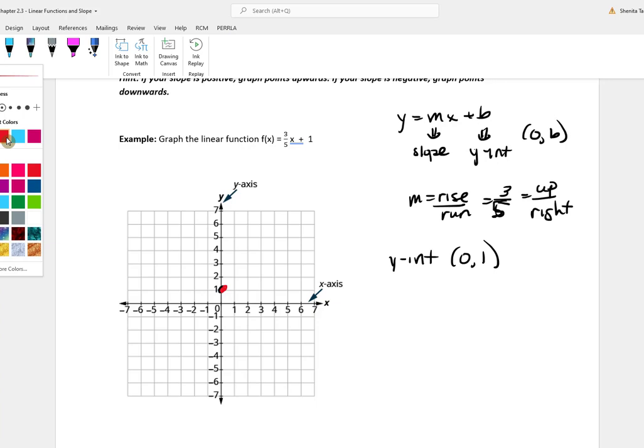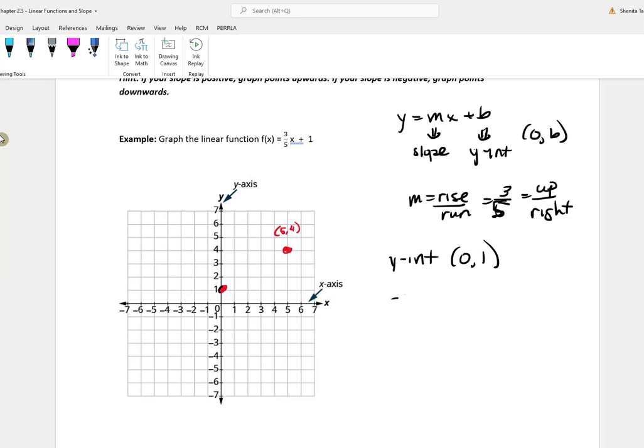Alright, so let's start from 0, 1, go up 3, 1, 2, 3, over 5, 1, 2, 3, 4, 5. You get this point here. This point looks like it's 5, 4. This is the point 5, 4. I'll put it on here. So you can graph your line through those 2 points.